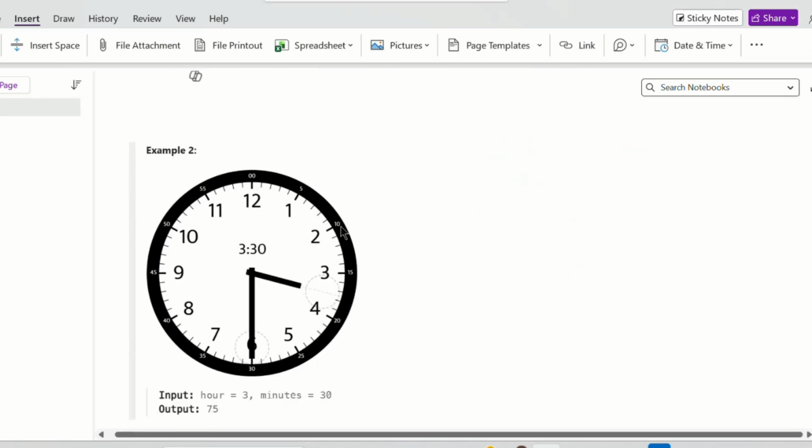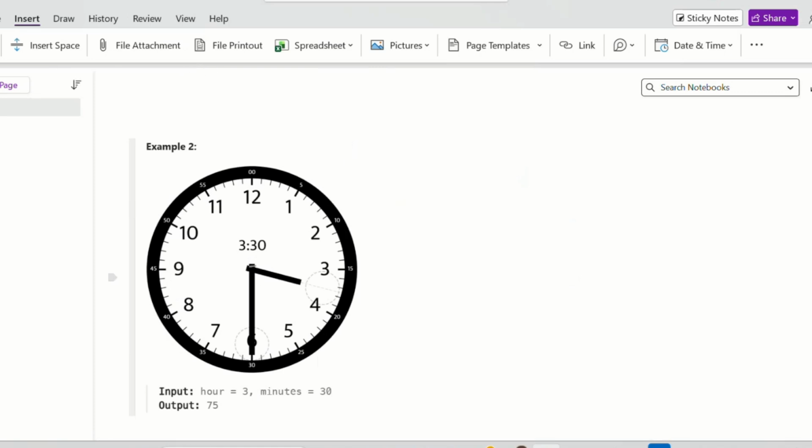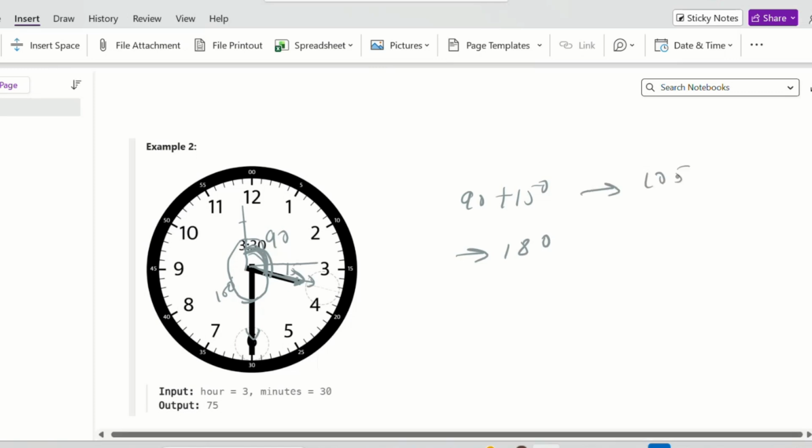If we move to the second example, it is the same as this. So this is 90 degrees and this is 15 degrees because it is exactly in the middle. And this angle from 12 to 6 will be 180 degrees. So if we calculate the angle for the hour hand, it will be 90 plus 15, so this will be 105, and this whole is 180. So we try to find this angle, which will be 180 minus 105, so it will be 75. So we can return 75 as our answer.